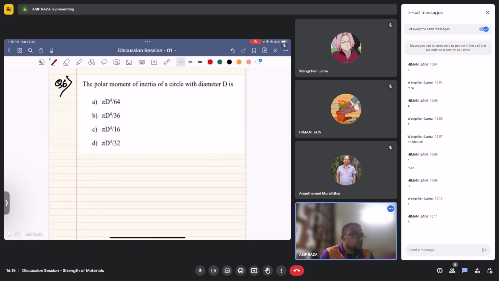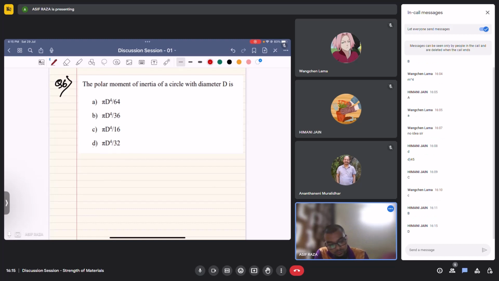Question 6 says the polar moment of inertia of a circle with diameter d is, and the options are pi d4 upon 64, pi d4 upon 36, pi d4 upon 16, pi d4 upon 32. So yeah, Himani has given answer as option D. What about others? Mangchen?